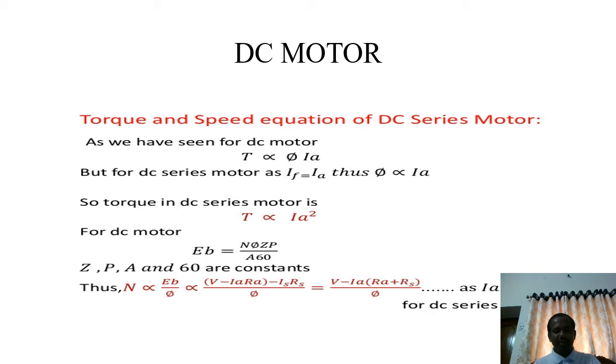For a DC motor, EB is equal to phi Z N by 60 into P by A. That is the back EMF. Now N is directly proportional to EB by phi, which is directly proportional to V minus IA RA minus IS RS by phi, which is equal to V minus IA (RA plus RS) by phi. This is the speed equation for DC series motors.